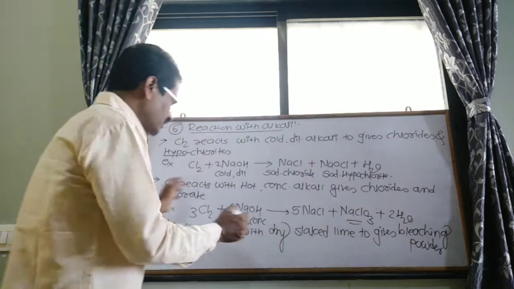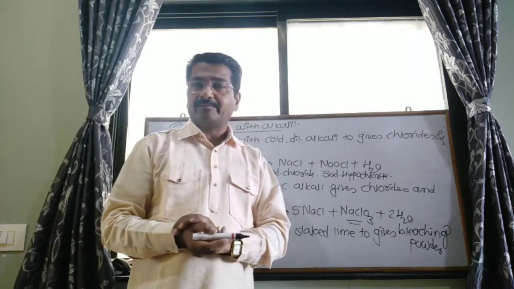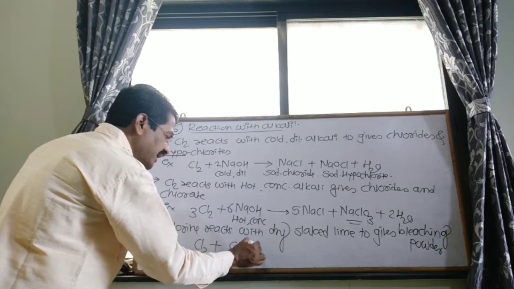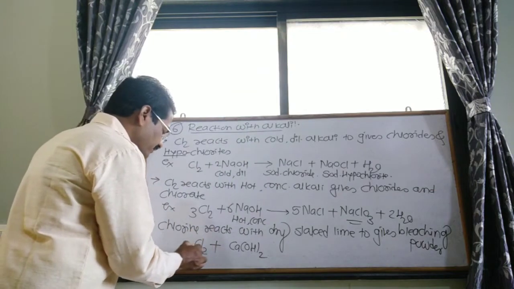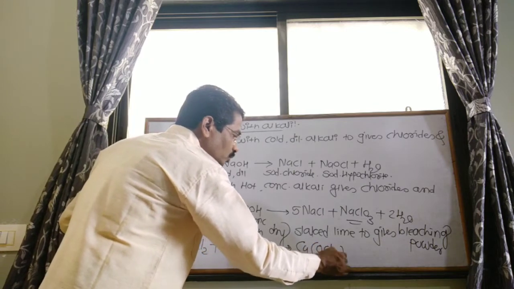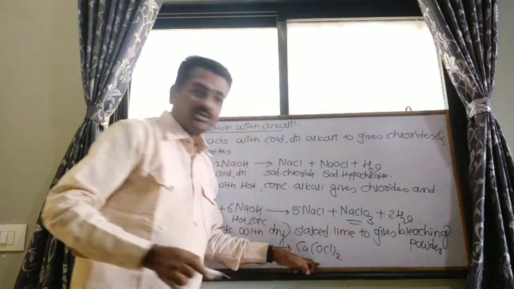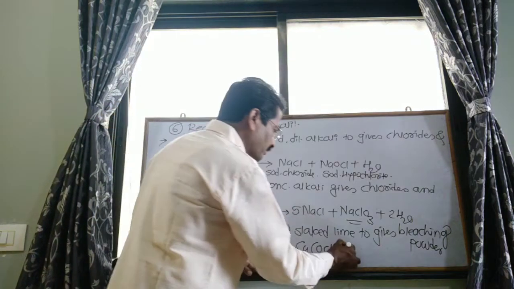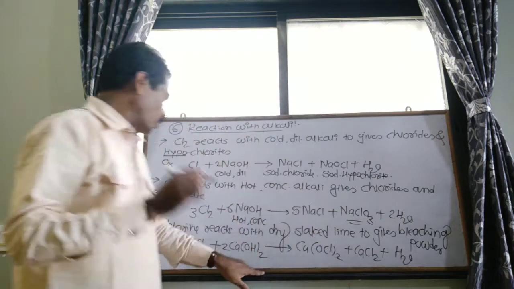How? Whenever chlorine reacts with slaked lime, that is calcium hydroxide, Ca(OH)2, it gives CaOCl2, calcium oxychloride. Calcium oxychloride is the bleaching powder, the byproduct is calcium chloride, and the remaining is water.